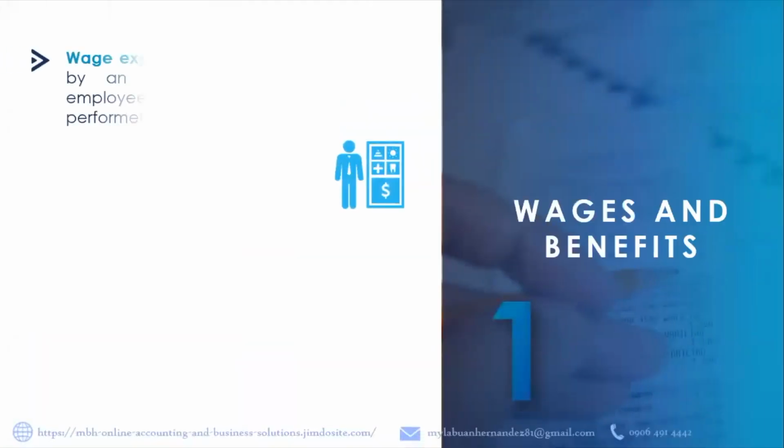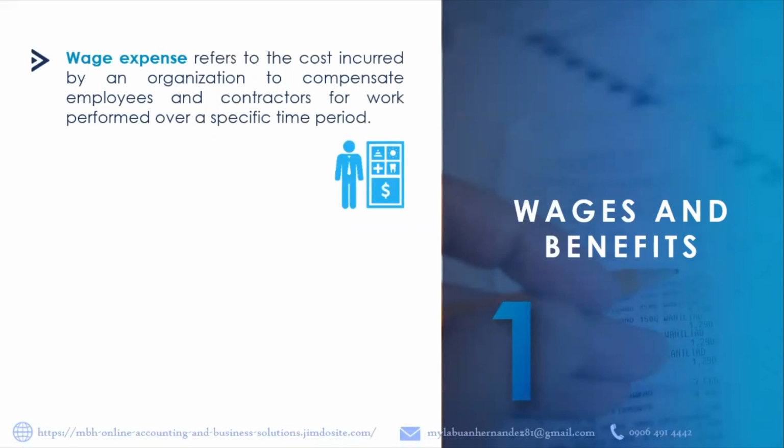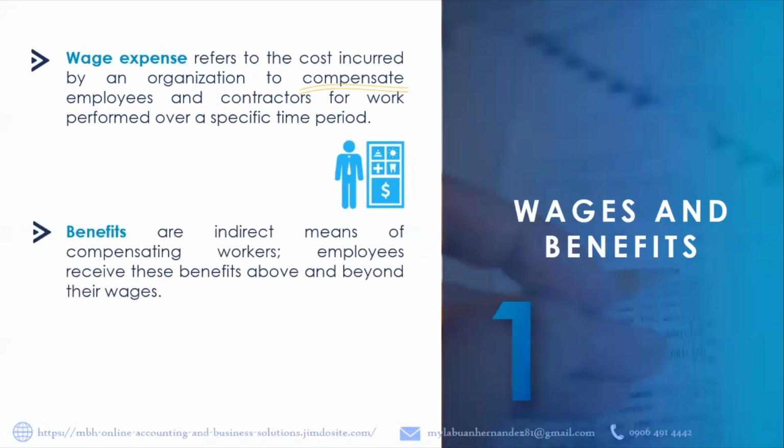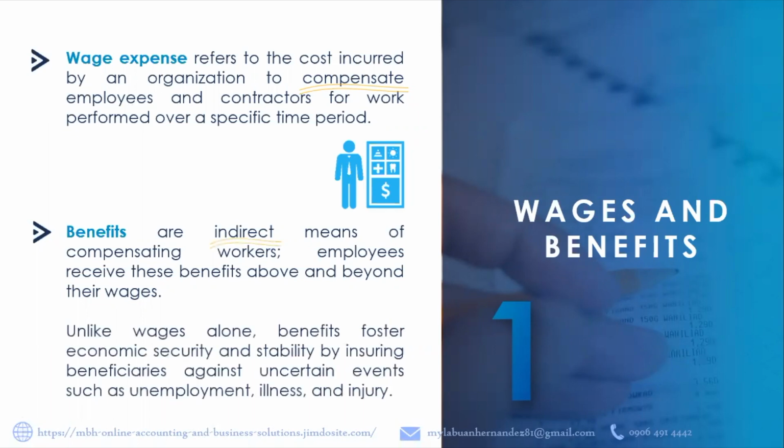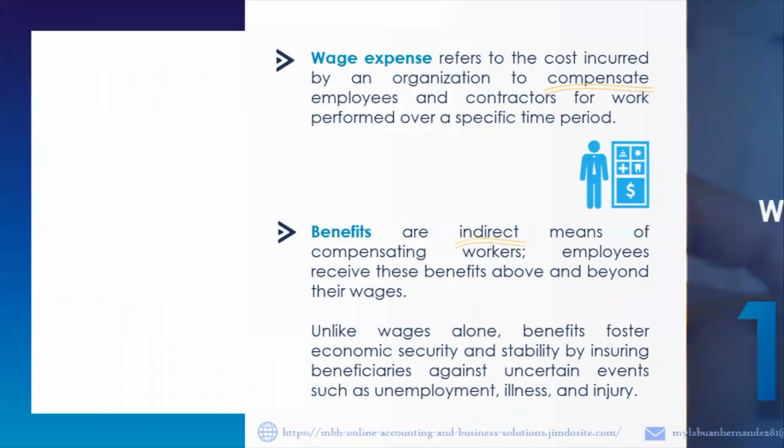Wage expense refers to the cost incurred by an organization to compensate employees and contractors for work performed over a specific time period. Benefits are indirect means of compensating workers. Employees receive these benefits above and beyond their wages. Unlike wages alone, benefits foster economic security and stability by insuring beneficiaries against uncertain events such as unemployment, illness, and injury. How to reduce wages and benefits costs?